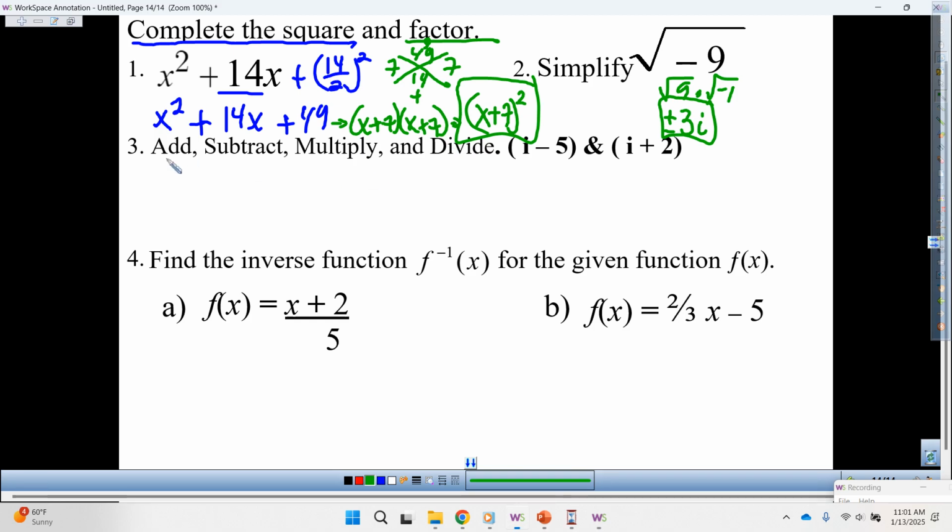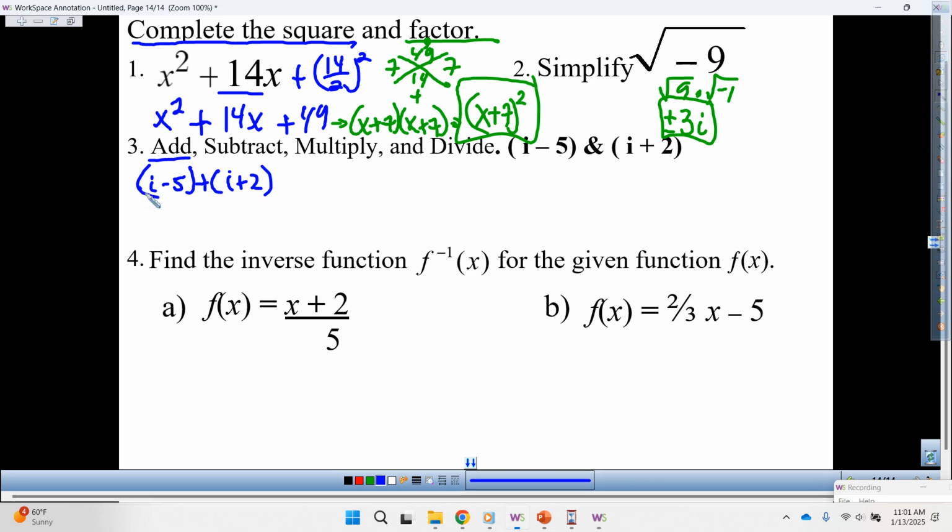Number 3, I don't know if you guys noticed, now I'm bringing in a lot of i's. You guys see that? Yeah? Because we're about to embark on this next section on complex numbers. So I'm going to start with addition. So we got (i minus 5) plus (i plus 2).